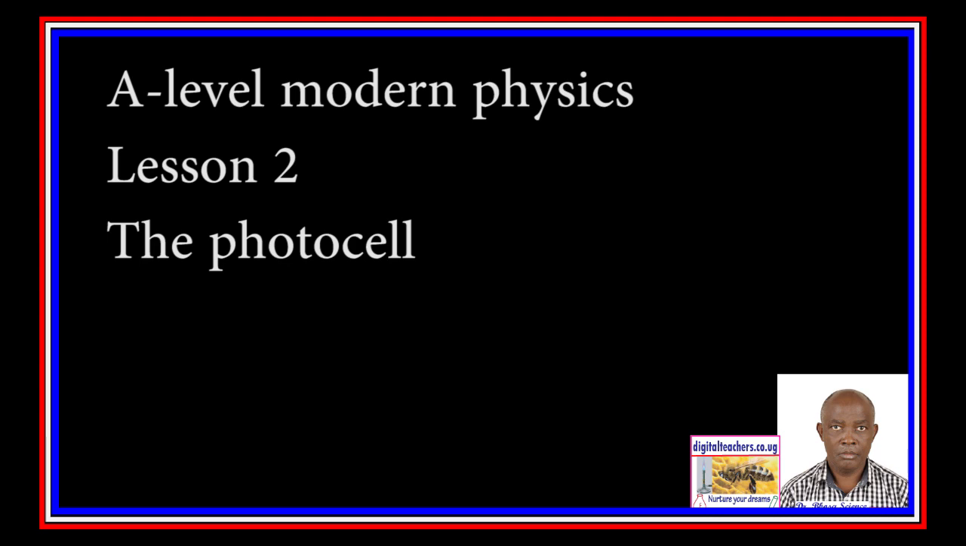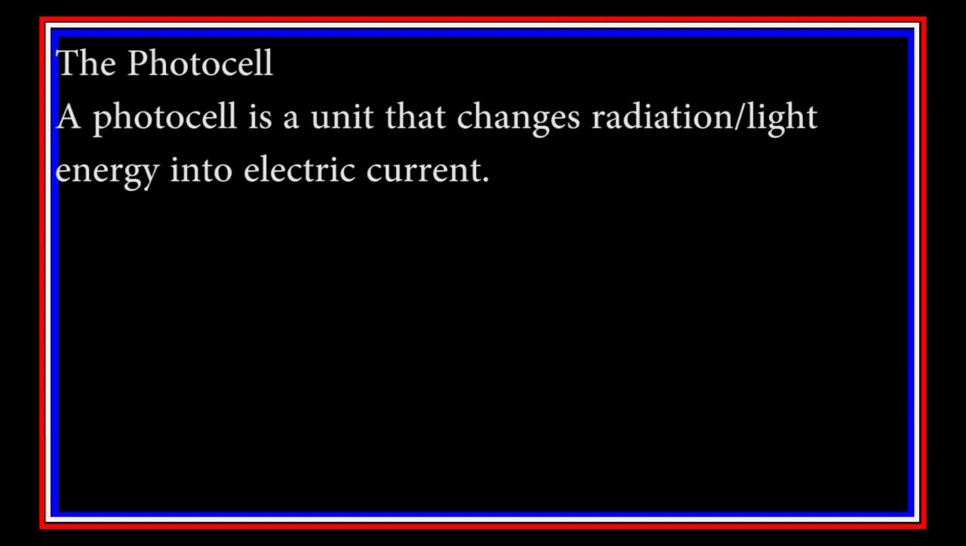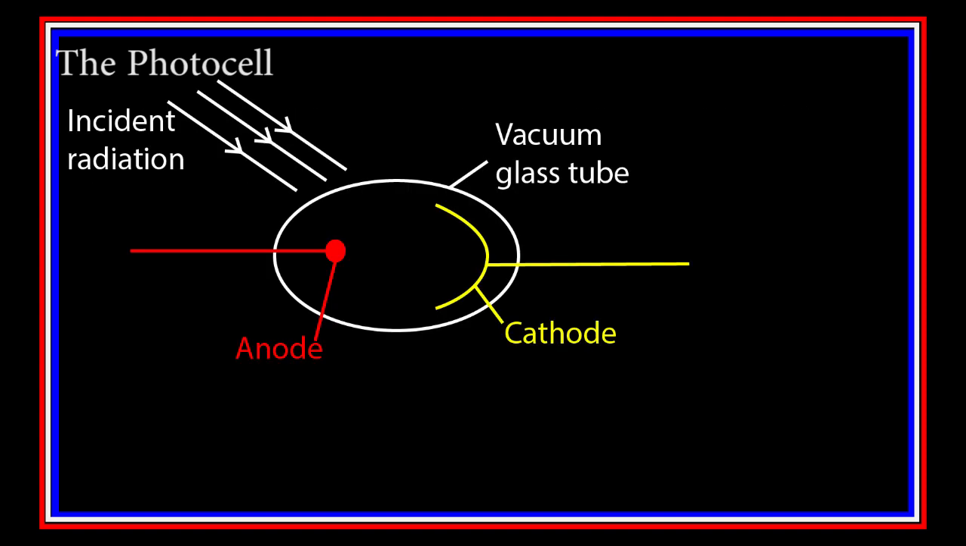Today we are going to study A-level Modern Physics, Lesson 2, the photocell. A photocell is a unit that changes radiation or light energy into electric current. The structure of a photocell is illustrated below.